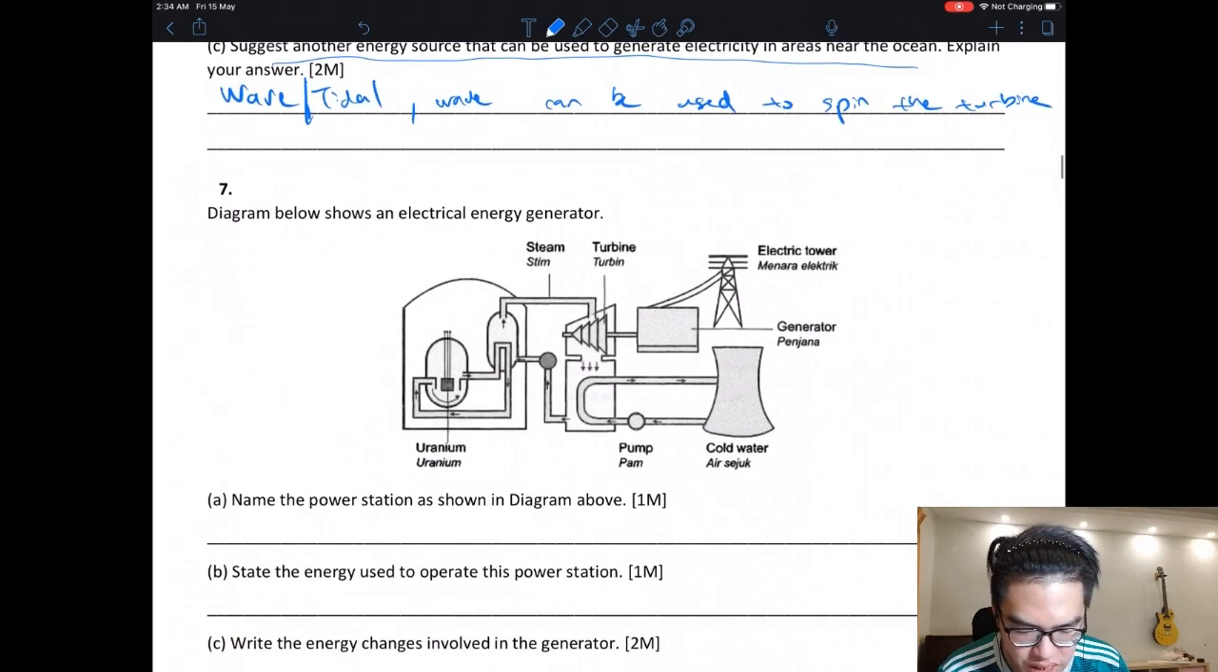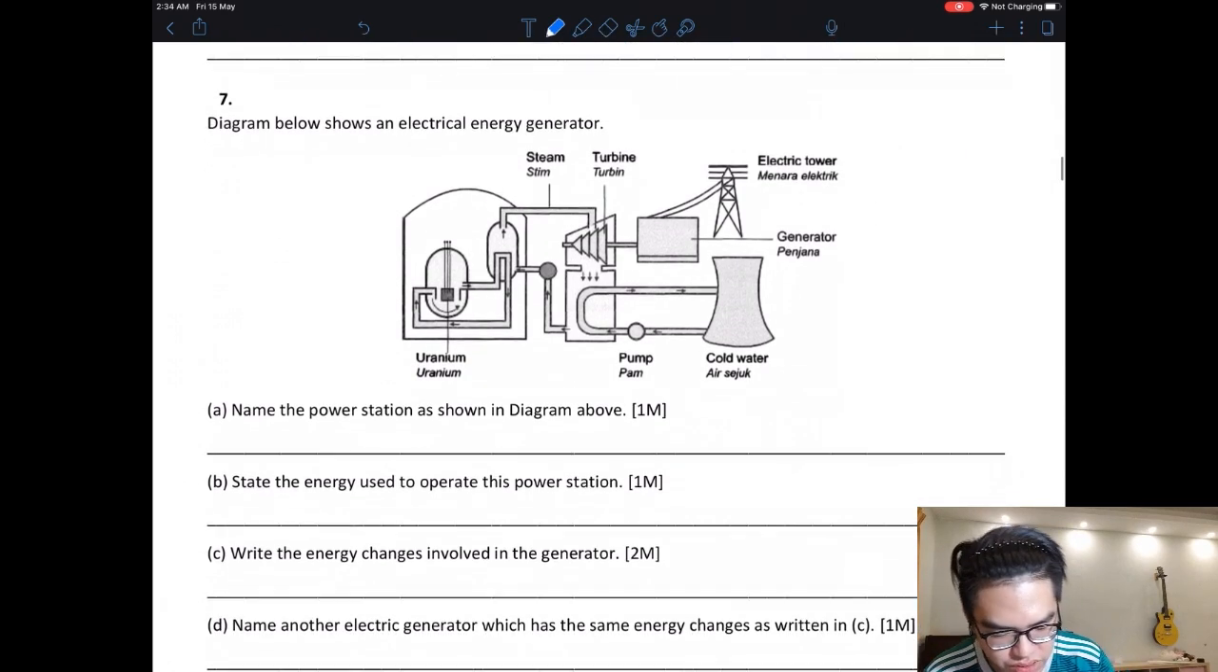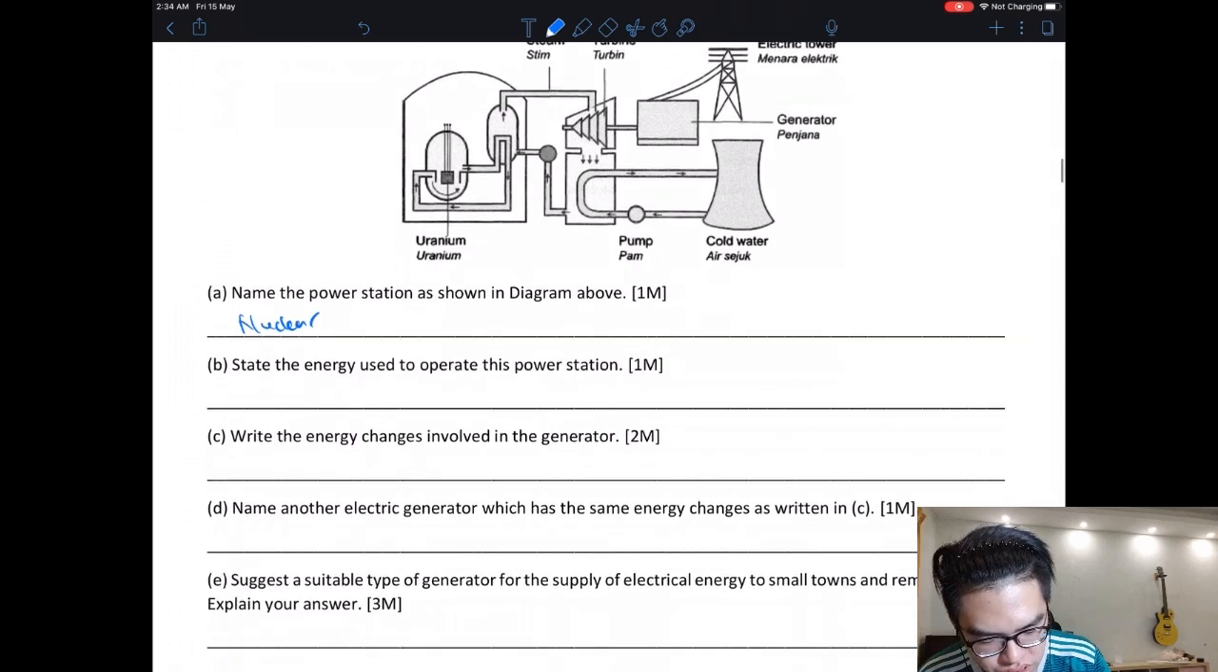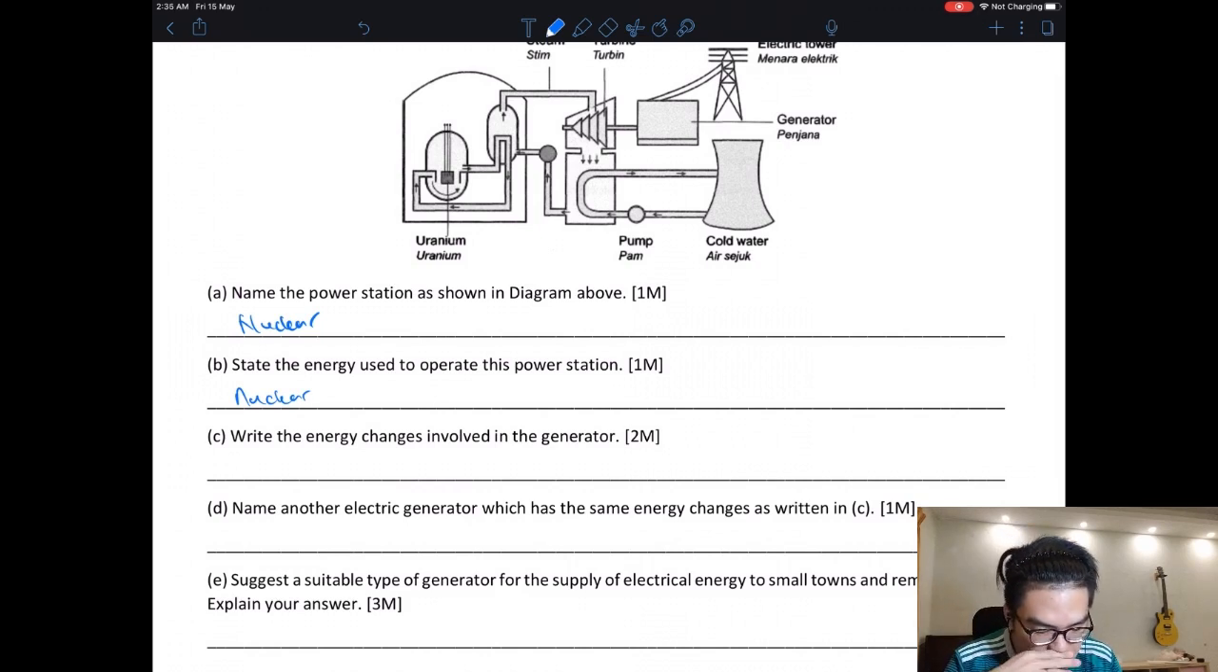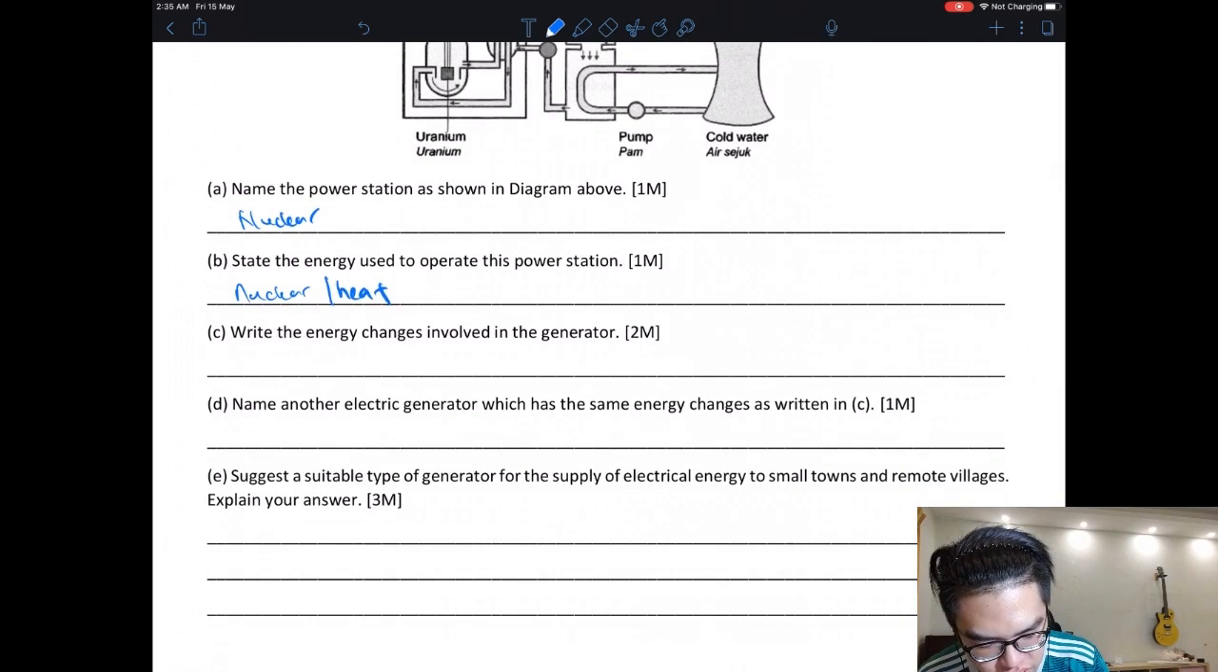So again, electrical generator. What's the power station? This is nuclear. State the energy used. From nuclear energy. They just want the energy, so nuclear energy, or you can say heat energy. Basically it creates heat. Write the energy change. From nuclear, to heat, to kinetic, to electrical.